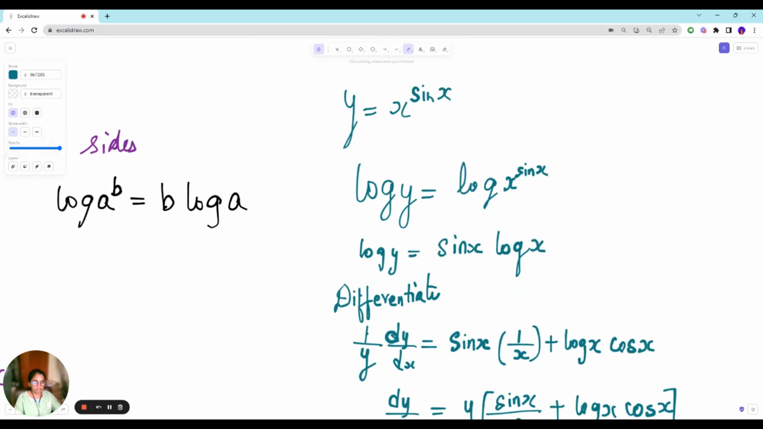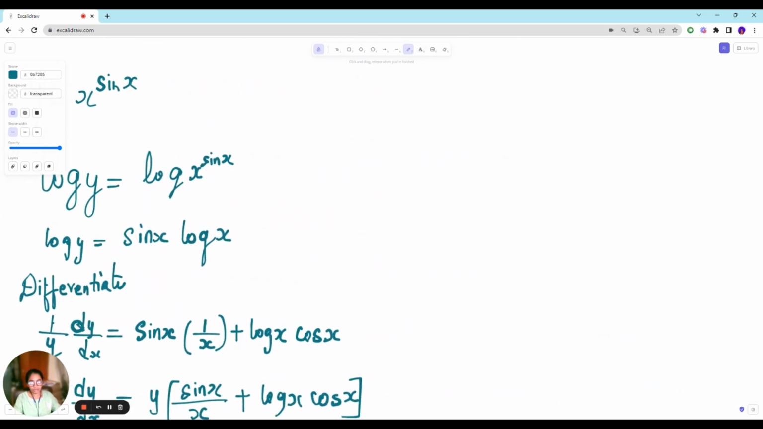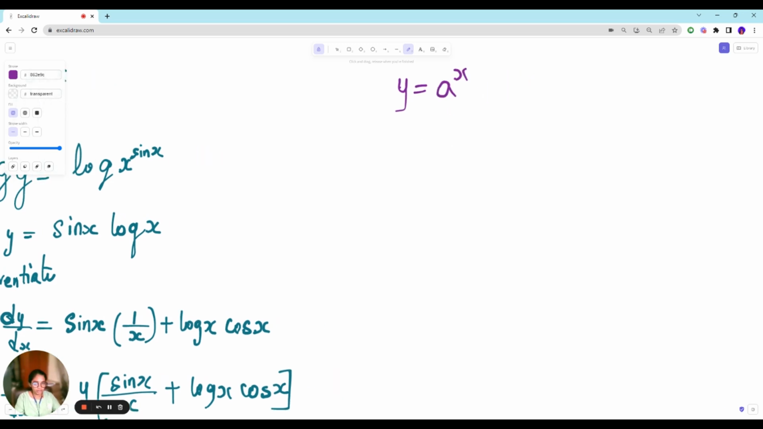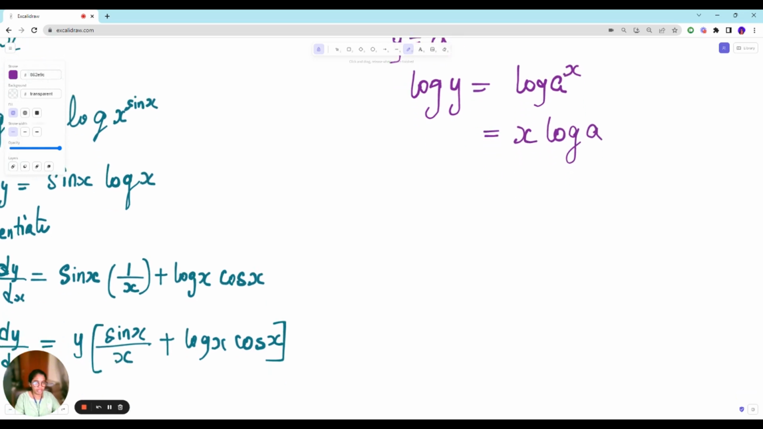Suppose you have y is equal to 2 power x, or in general let me take it as a power x. Y is equal to a power x. What should I do? I'll apply log on both the sides. Log y is equal to log a power x. So what happens to the RHS? X log a, because log a power b is b log a.